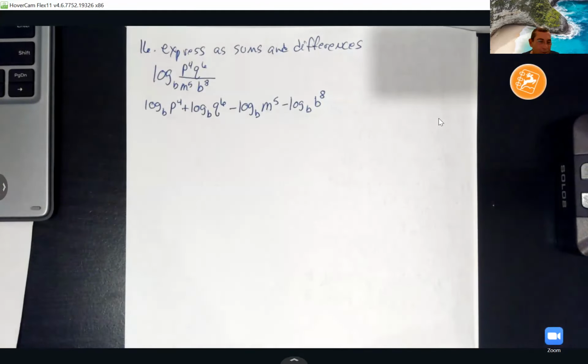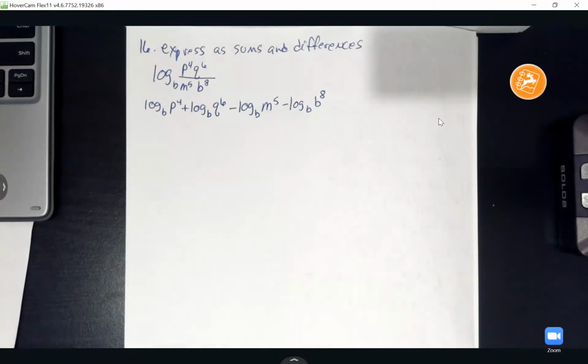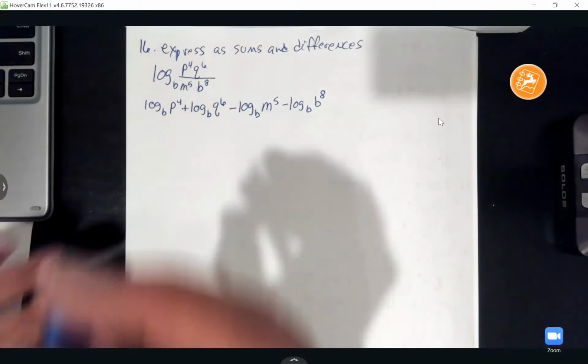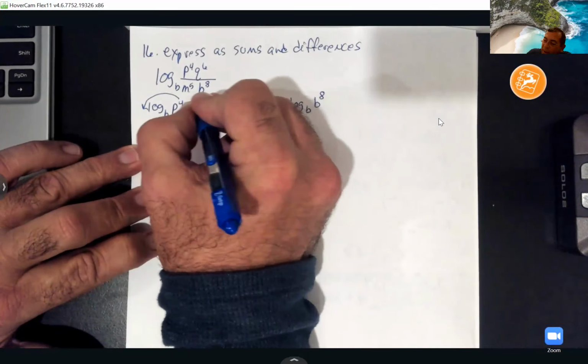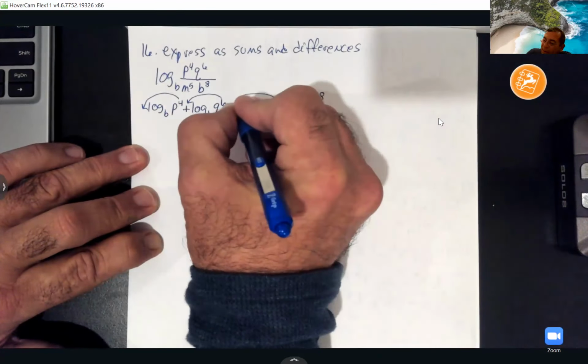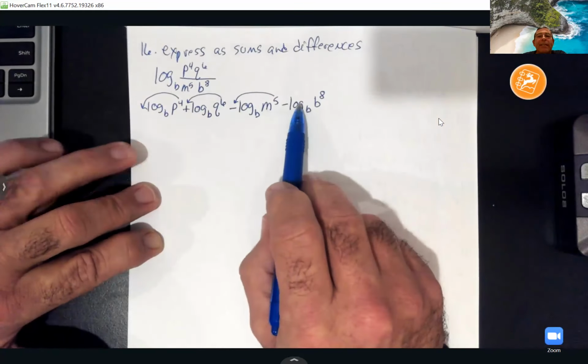Now, what would y'all do next? Put the numbers in front. Well, 3 of these, I'll do that. How about that? I'll put a 4 here. I'll bring the 6 down. I'll bring the 5 down. But what does this equal?